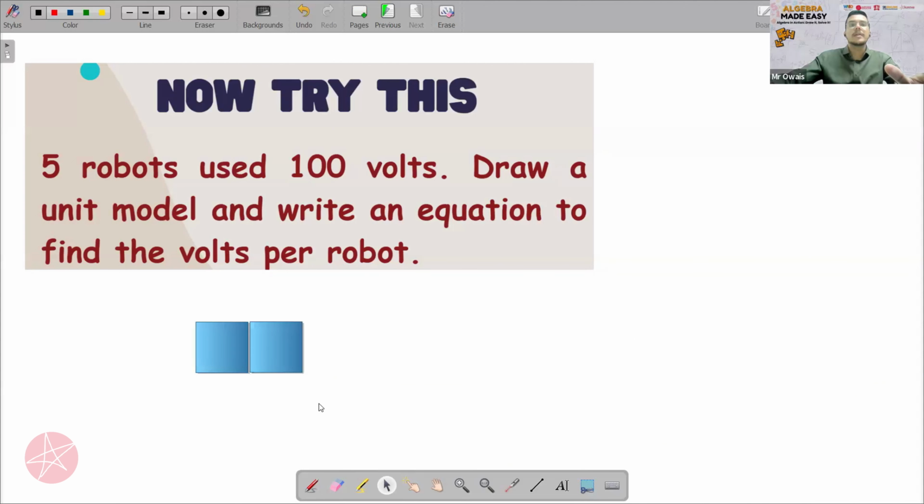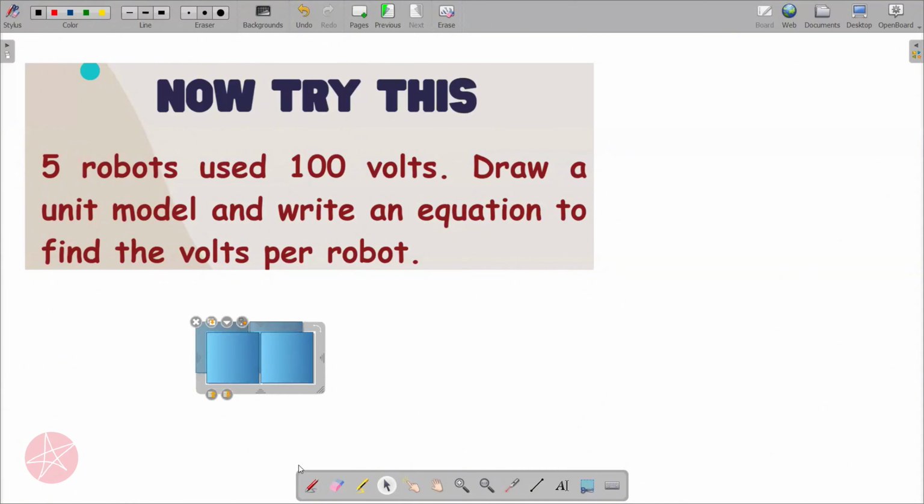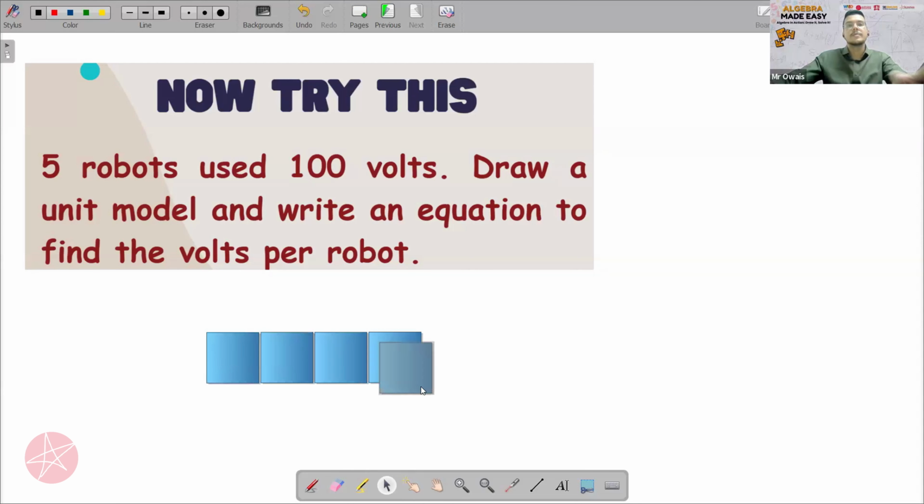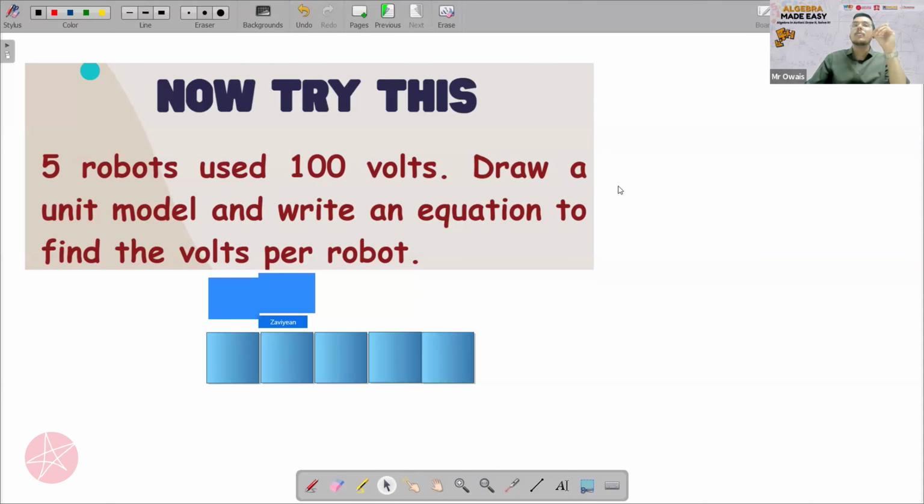Let me go ahead and make 4 of them. So how many more do I need? 1 more, right? So I've got this one. There we go. So now we've got 5 of these bars that make one entire bar, right? Imagine that you've got one rectangle that you split into 5 parts, where each of those bars represents one robot.